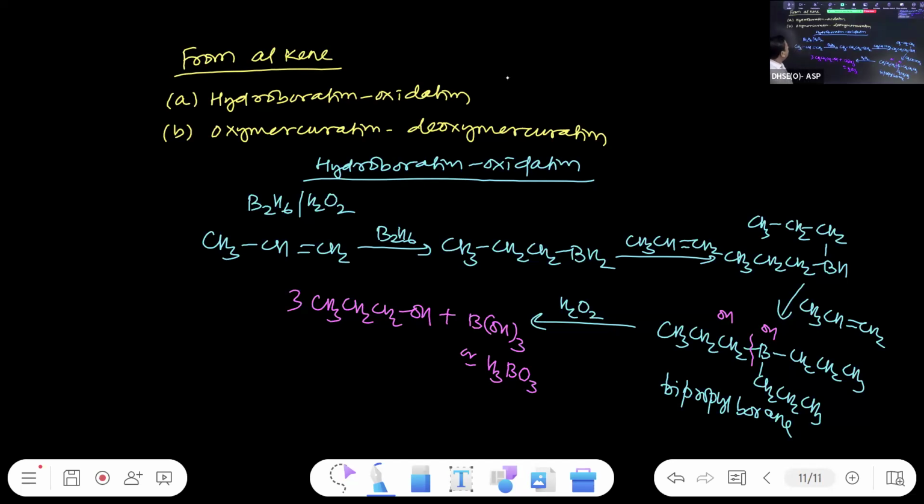In the first session, we discussed how to prepare alcohol and phenol. Among the methods to prepare alcohol, now we will discuss oxymercuration-demercuration. We have already seen direct hydration, then hydroboration-oxidation. The difference between the three reactions and where to use which reaction, we will discuss later. Now the next reaction is oxymercuration-demercuration.